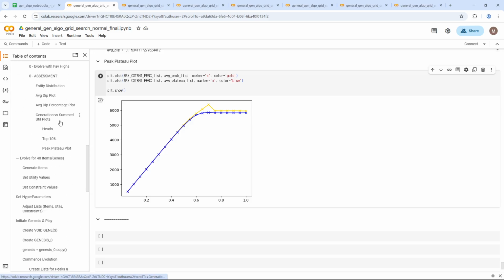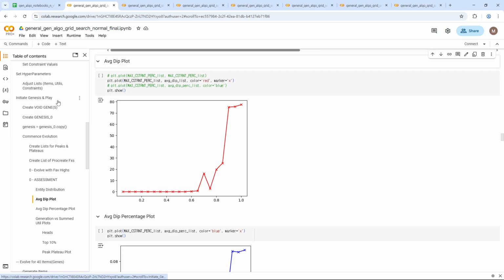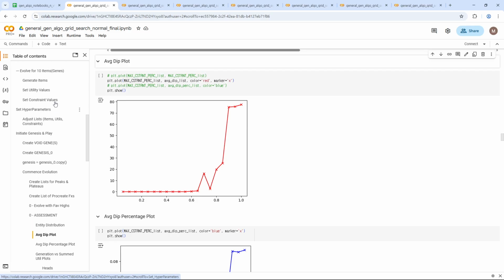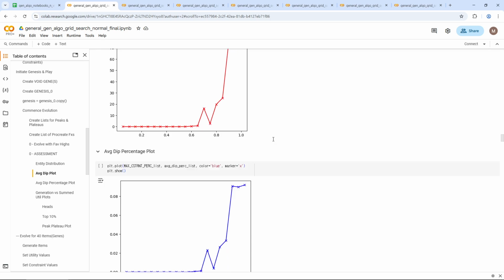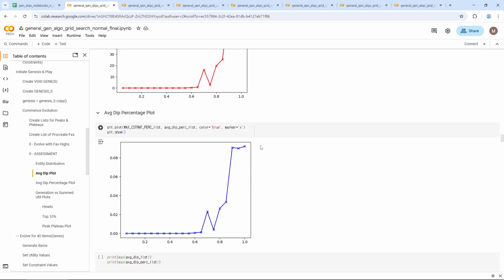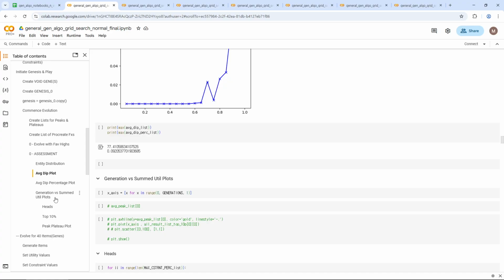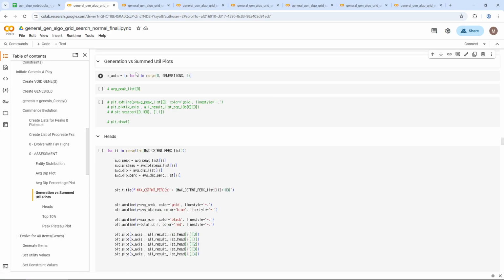Awesome. And back to 10 items, this is what the average dip plot looks like. It's very usual, nothing unlike anything we've actually seen. And here are the generation to summed utility plots, along the generations or whatever. I named it, what did I name it? No, I'll just come back to that later.